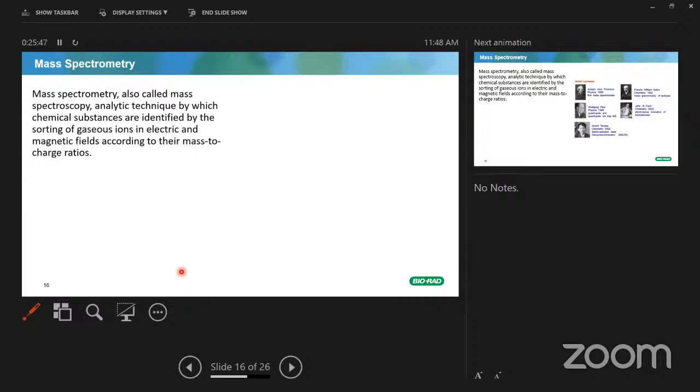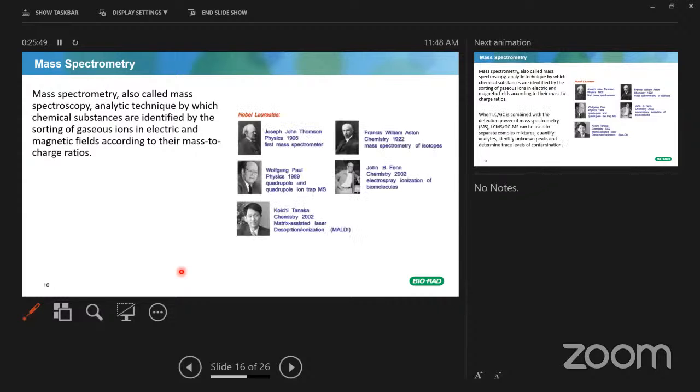If you ask about the history of mass spectroscopy, it is again a century old. It started off with Professor J.J. Thomson in physics with the first mass spectroscopy in 1906, followed by Francis Aston in 1922 for isotopes, differentiating compounds by the number of neutrons. These are all Nobel laureates for this domain. Wolfgang Paul got a Nobel for inventing the quadrupole, which is one type of analyzer used in mass spectroscopy.